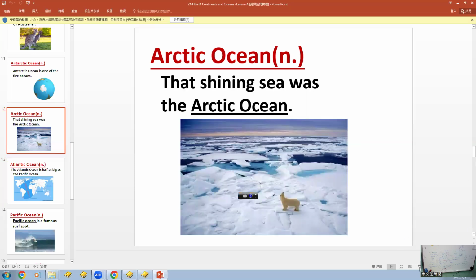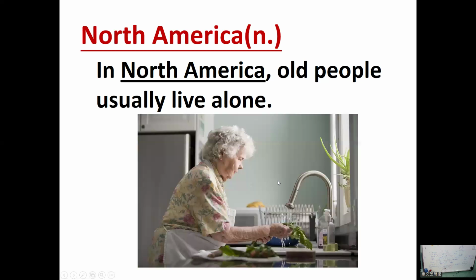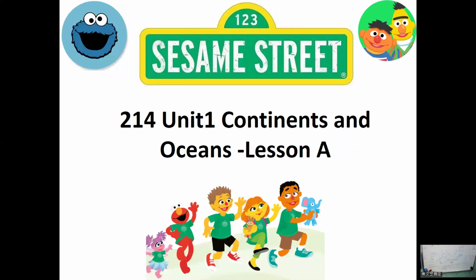Okay, we will be playing a game, but before that, let's have a quick review. When you say be made up of, sentence: the world is made up of, what is the world made up of? Continents, very good. Continents and oceans, very good. You got a card.